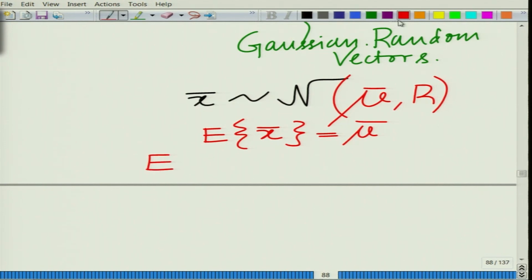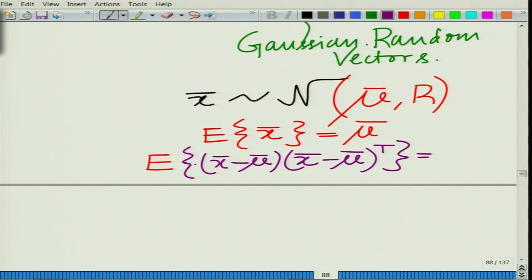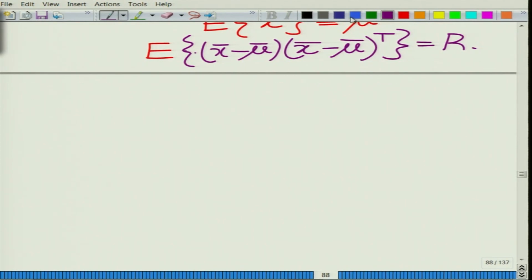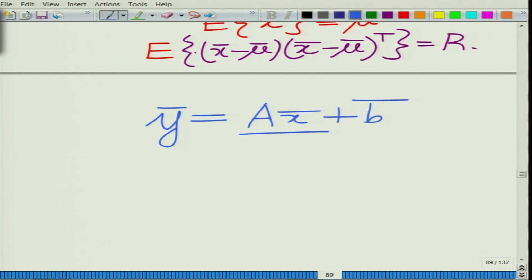and expected value of the covariance matrix, expected value of x bar minus mu bar into x bar minus mu bar transpose equal to R. Now, what happens when I consider a linear transformation of this, that is I consider y bar equals A x bar plus b bar. This is a linear transformation. In fact, to be more precise, it is an affine transformation.